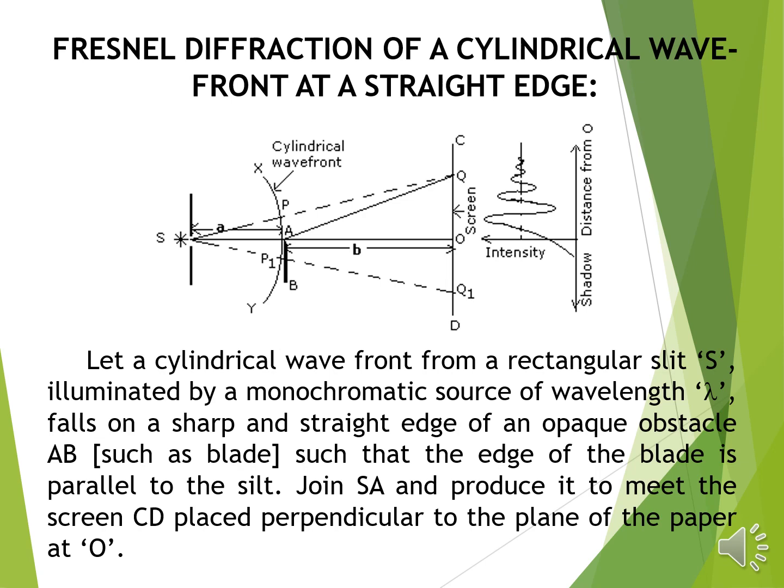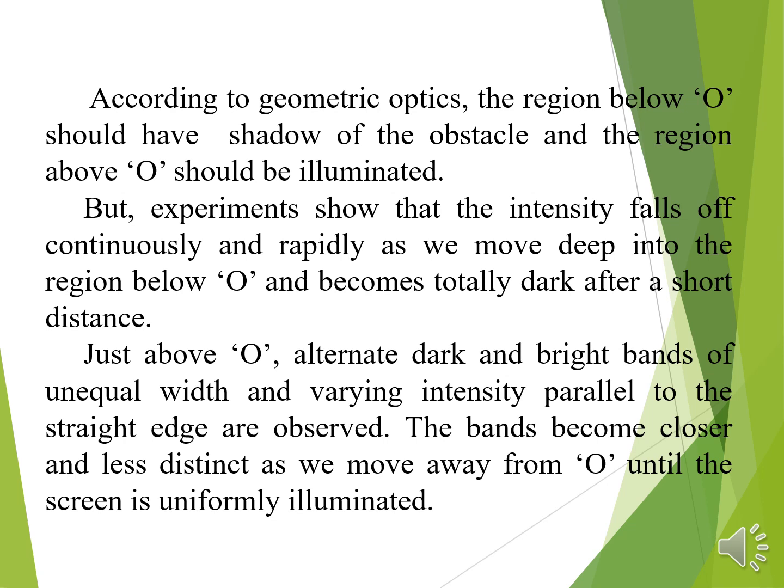Now according to geometrical optics, we must get below O the geometrical shadow of the obstacle, and above O we must get a highly illuminated region. But the experiments have shown that below O there is a variation of intensity, and that intensity falls rapidly as we move down below the region O, and becomes totally dark after a short distance.